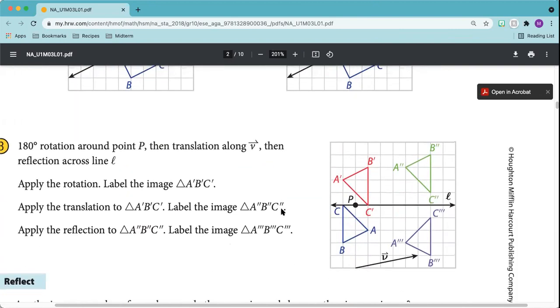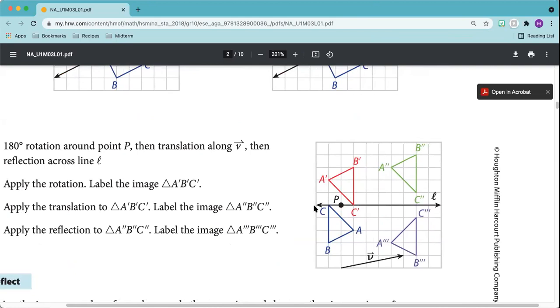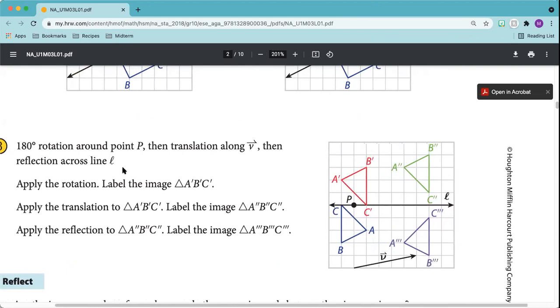The next one, this one is fun. Look at that. Look at all the colors. So we start off with our blue pre-image triangle. First thing is a rotation around point P of 180 degrees. So here's point P. I'm rotating it all the way around. Remember, it's going to be the complete opposite. So that gives me my A prime, B prime, C prime triangle.